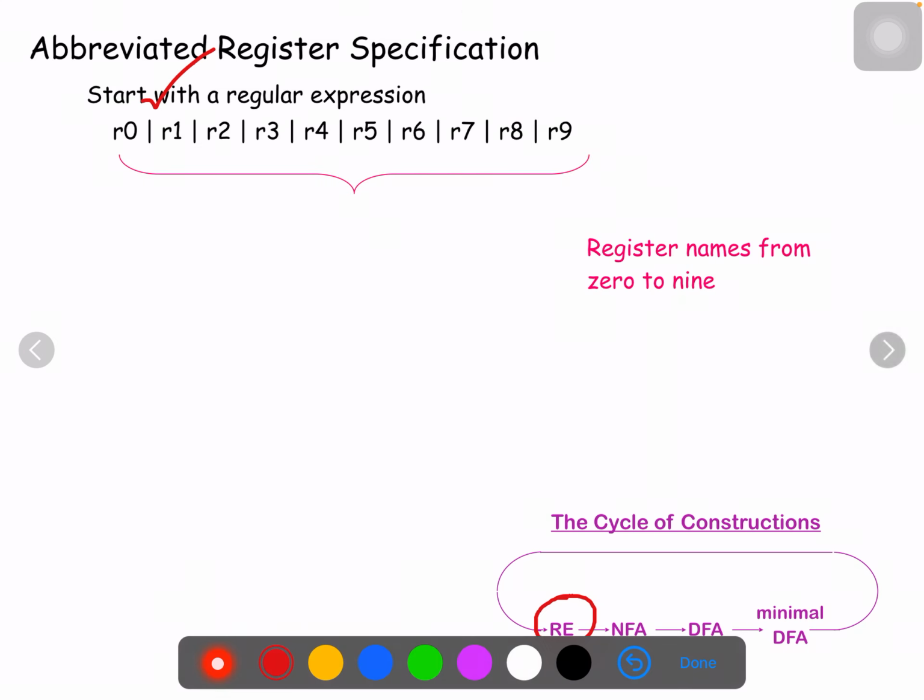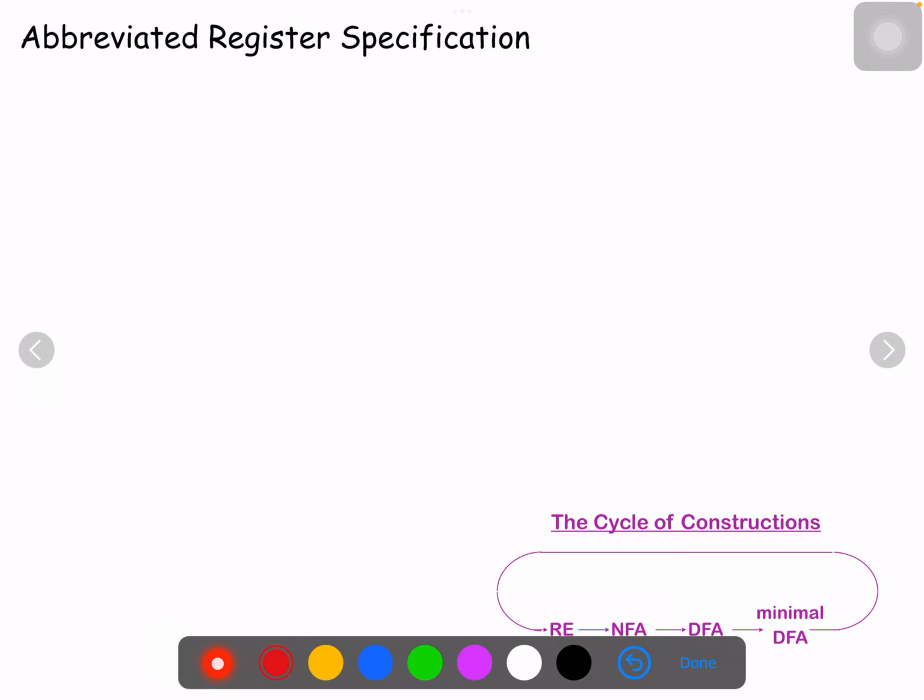So it will start from 0 to 9. Start with a regular expression. This is what you can call a regular expression. Now how do you construct that? This is a regular expression.